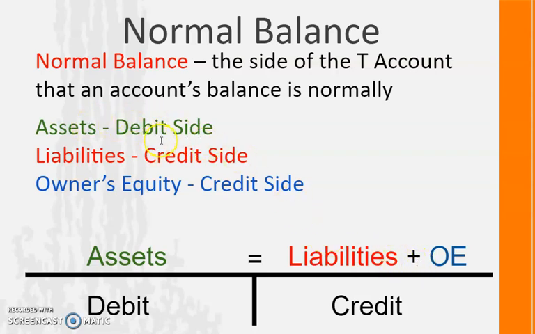This also works out for their normal balances. Asset accounts usually or normally have a debit balance. And that means they have more debit transactions than they do credit transactions, or more value on the debit side. Liabilities and owner's equity are opposite. They usually or normally have credit balances. They have more value on the credit side than they do on the debit side.